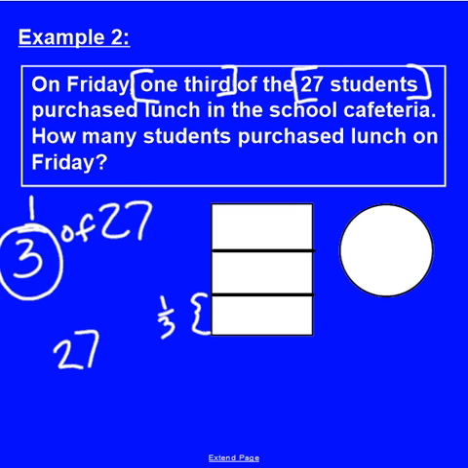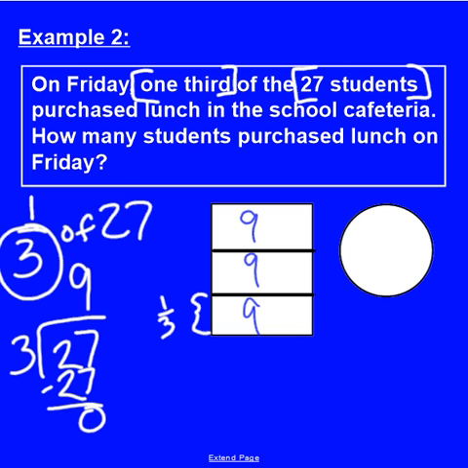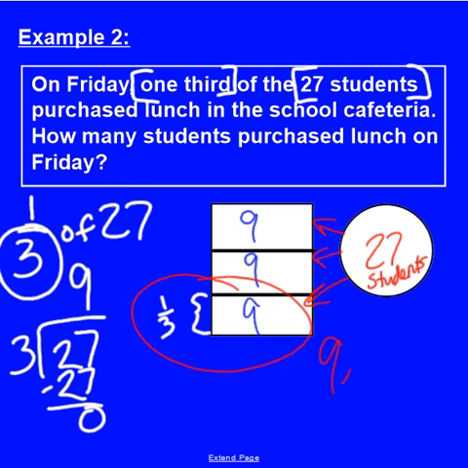So I take 27 and I divide that by 3. And 3 goes into 27 how many times? 9, which equals 27, subtract 0. So I should get 9, 9, 9. And now since I only want 1/3 of the students, that would be 27 goes in my bubble. That's the whole students. And I'm splitting that up evenly into 3 equal groups, which is 9. 9 students purchased school lunch.